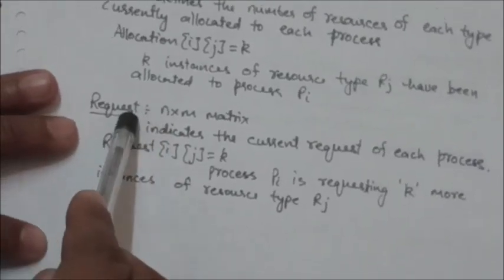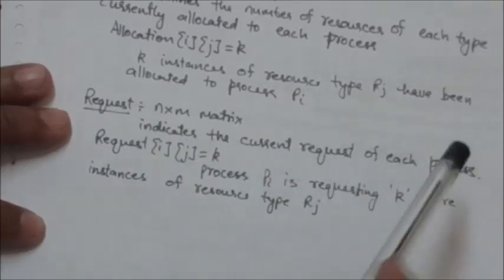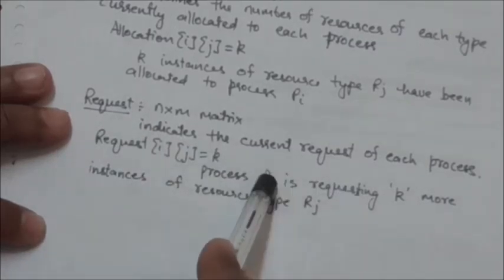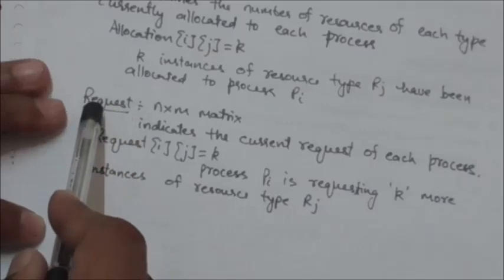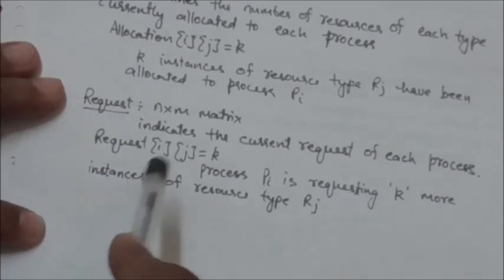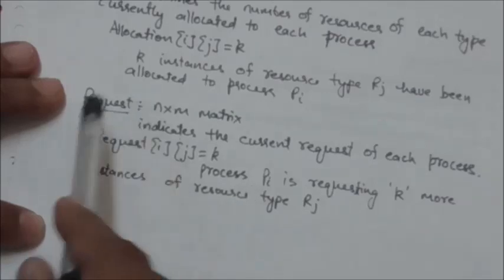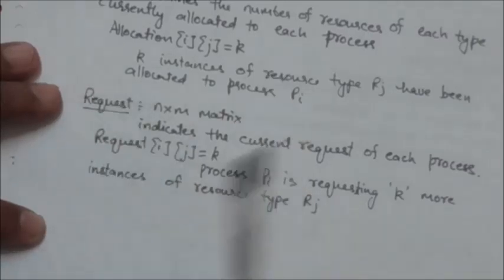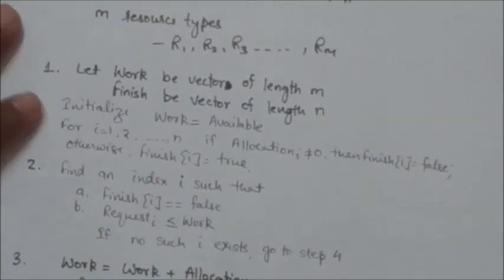Now another is Request, right? It is also an n cross m matrix, and it indicates the current request of each process. If in this matrix at the ith row and jth column the value is k, then it means the process pi is requesting k more instances of resource type rj, right? The ith row of the Request matrix specifies the current request of process pi. So each row of this matrix is also considered as a vector.